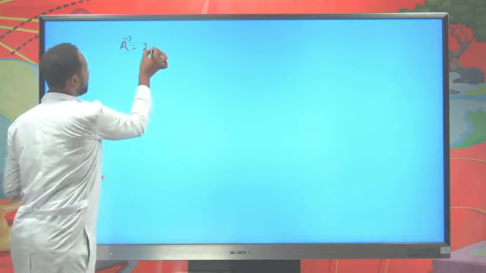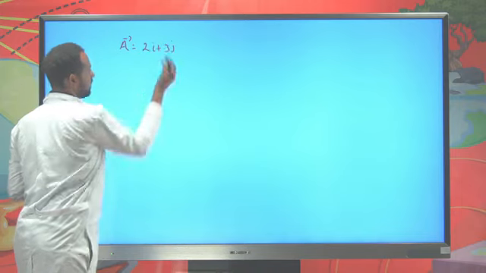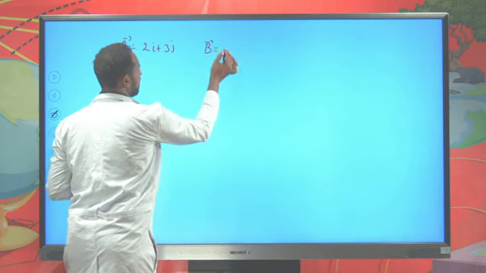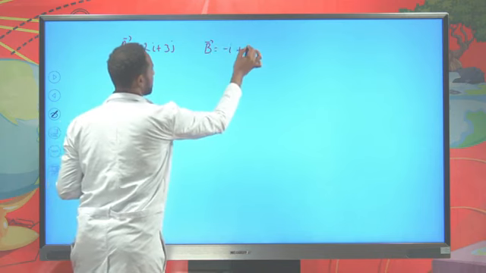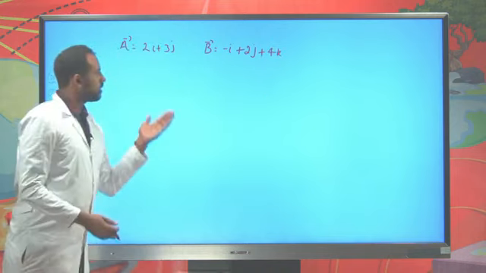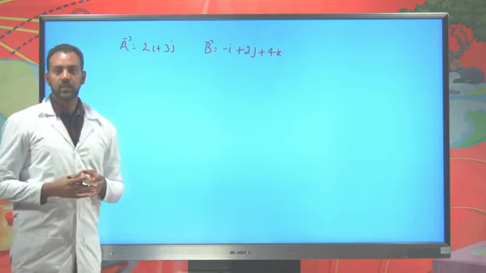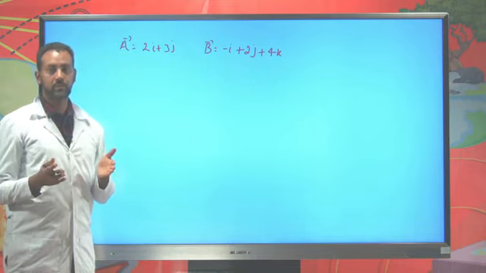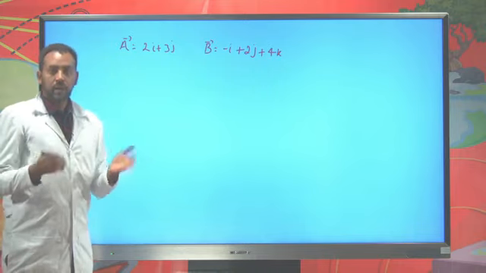Suppose that you have a parallelogram whose sides are given as 2i plus 3j, and the other side is minus i plus 2j plus 4k. If it is given like this, what is the cross product of the two vectors? That is how we determine the area of a parallelogram.